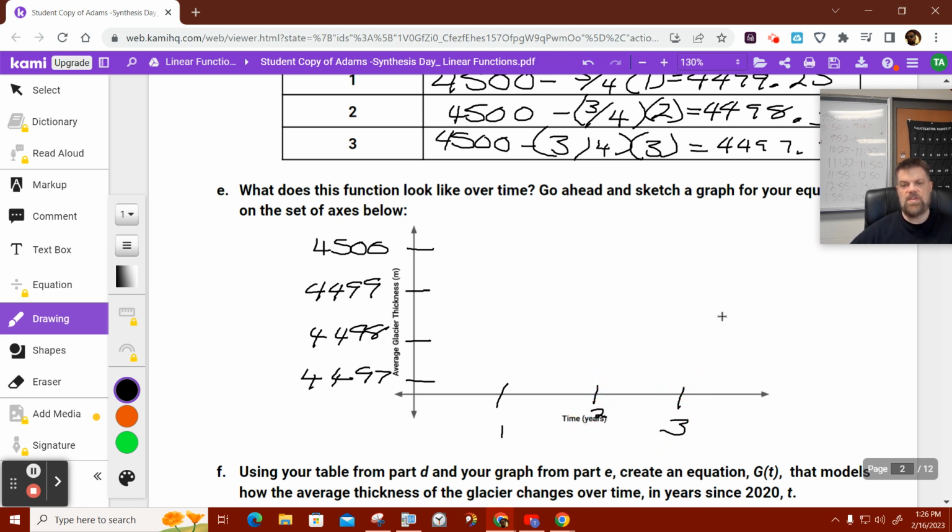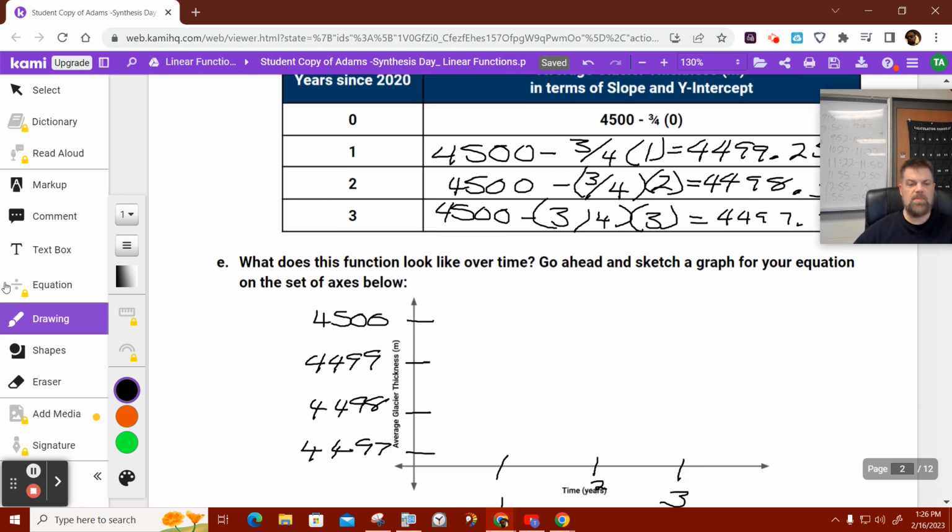make this 3. So then my first one is 0, 4,500. The next one is going to be 1, 4499.25. So it's about 1/4 of the way here. I'll make a big dot right here. This is 1, 4499.25. Just a little bit above the 4499.